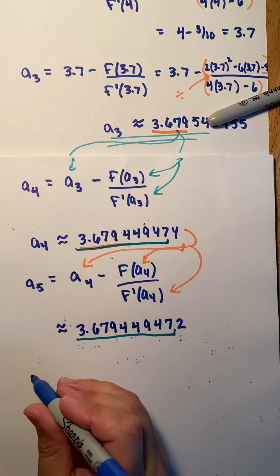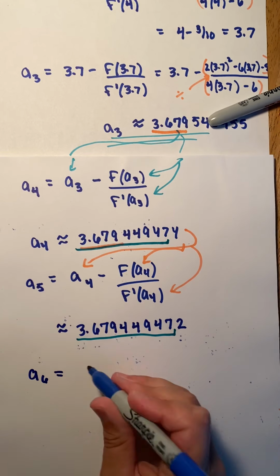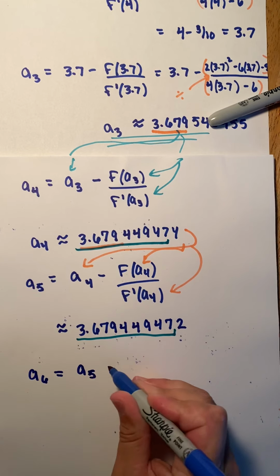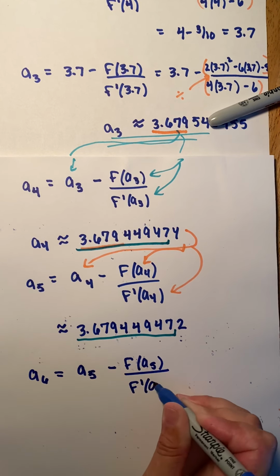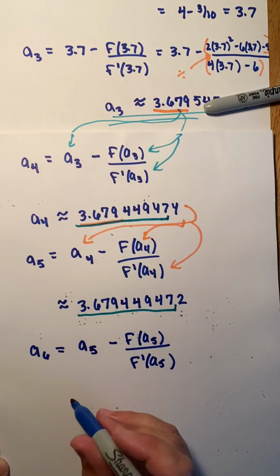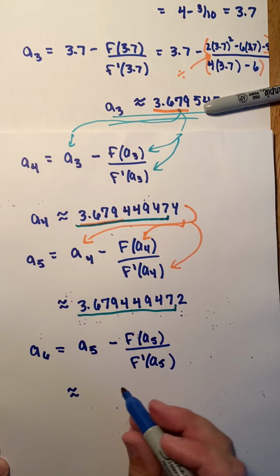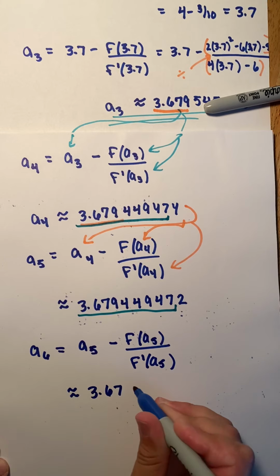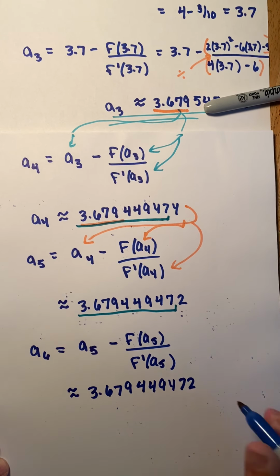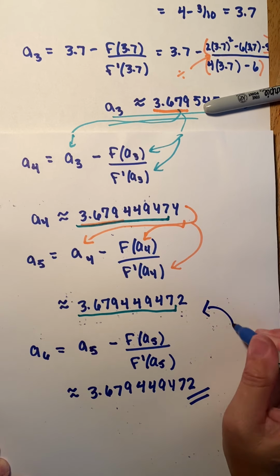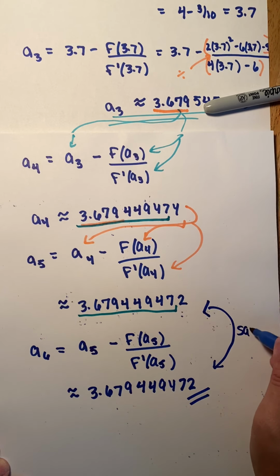So if you notice, this goes all the way out to almost the last digit. And when I do the sixth one, it's going to be the fifth number minus the function evaluated at the fifth number all over the derivative at the fifth number. And when I do this, I get the exact same value as the fifth. Now it's really not, but as far as my calculator can carry out the digits, it is. So notice, these are the same, and this is where we're going to stop.